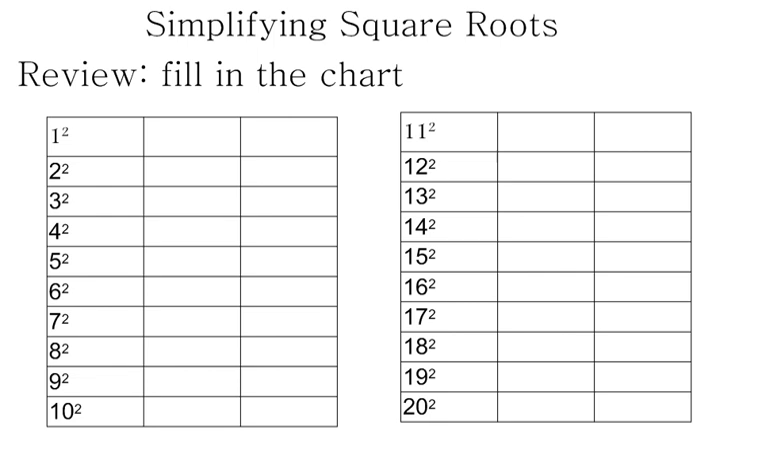1 squared, which is 1 times 1, is 1. 2 squared, 2 times 2 is 4. 3 squared, 3 times 3 is 9. 4 squared is 16. And I want you to go ahead and continue this chart, fill in this chart all the way down to 20 squared, which is 400.